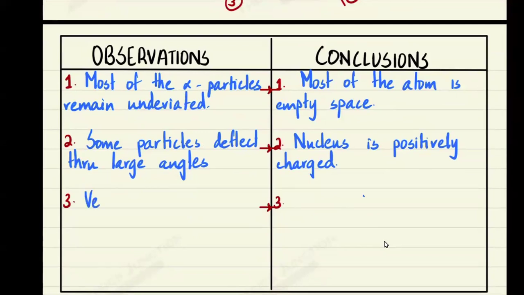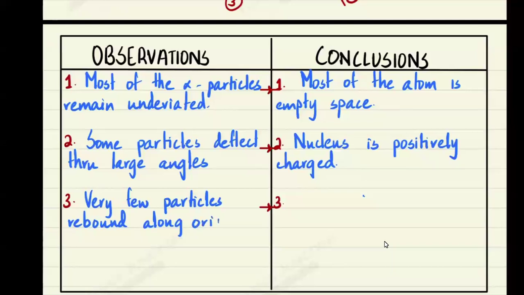So very few particles rebound along the original path. So this tells us that the nucleus is very small.